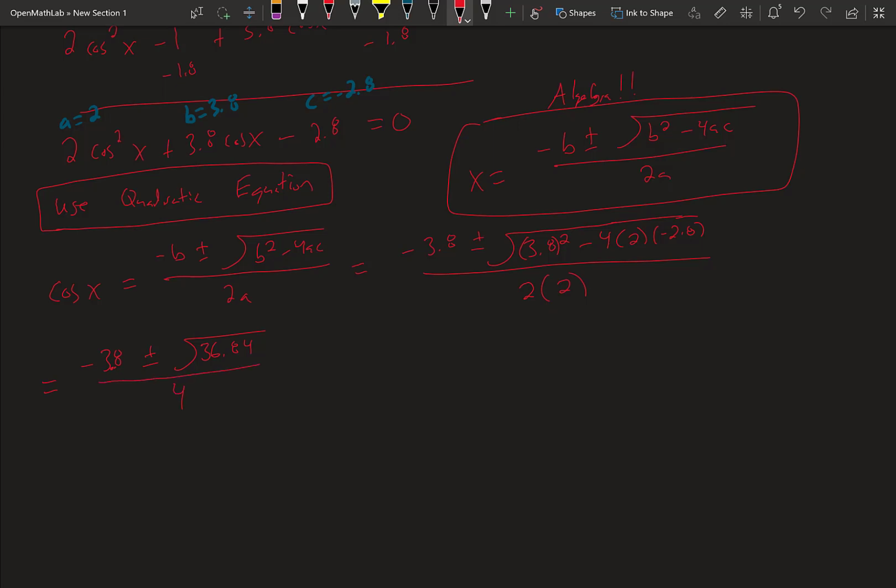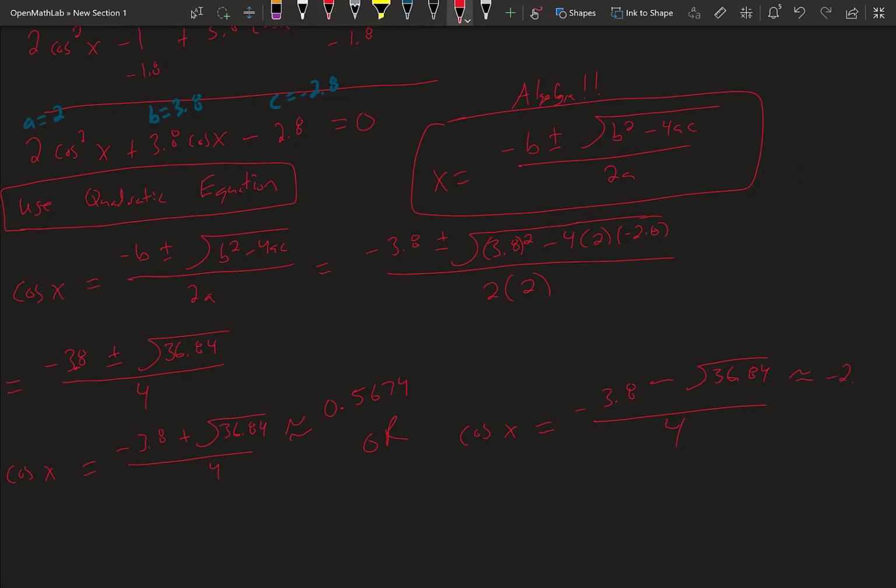So that means that cosine of x is equal to negative 3.8 plus the square root of 36.84 divided by 4, or cosine of x equals negative 3.8 minus the square root of 36.84 all divided by 4, right? I think here it's important to get an approximation. If you plug this in your calculator, this is approximately 0.5674. This one is approximately negative 2.467. So what this tells me, this is a red flag.